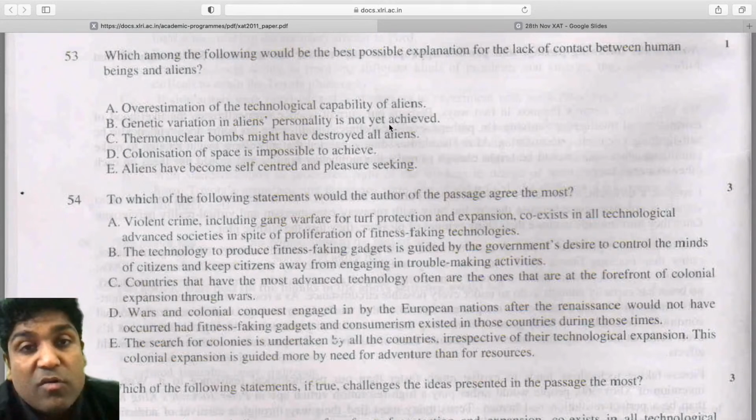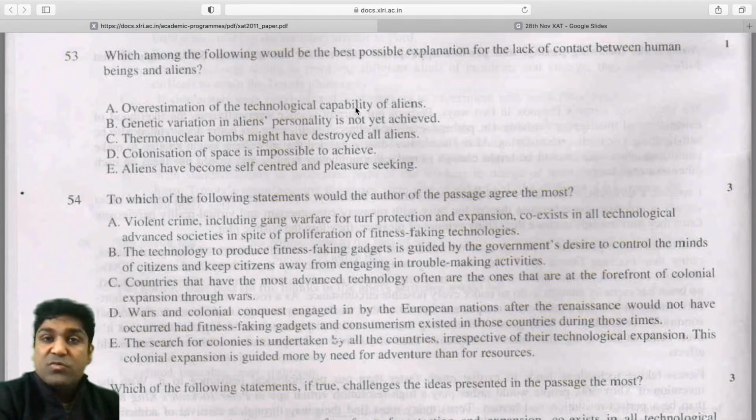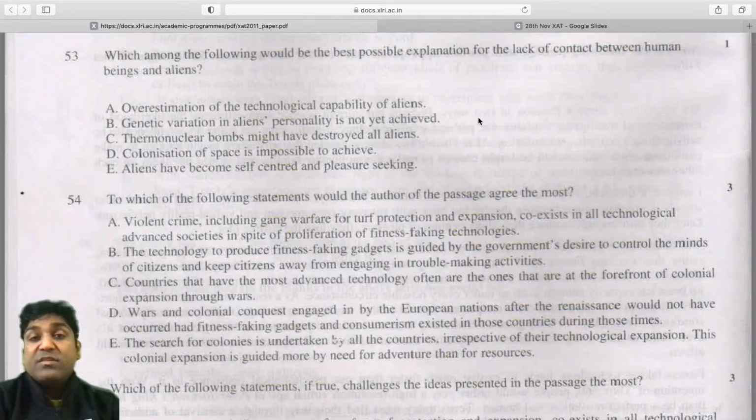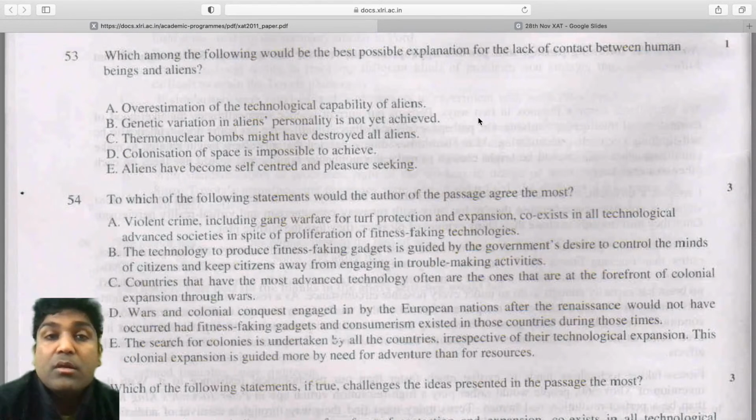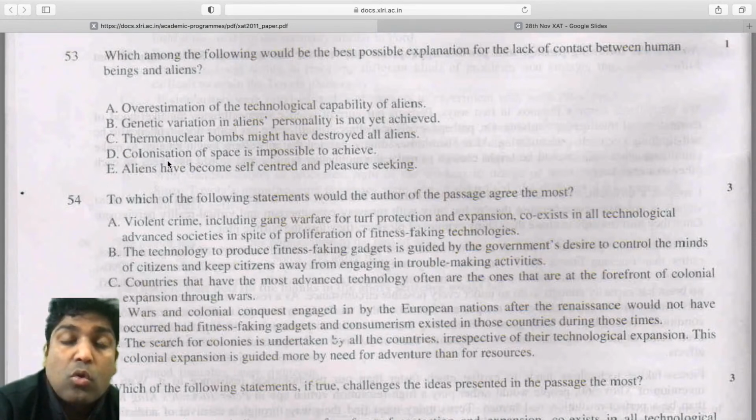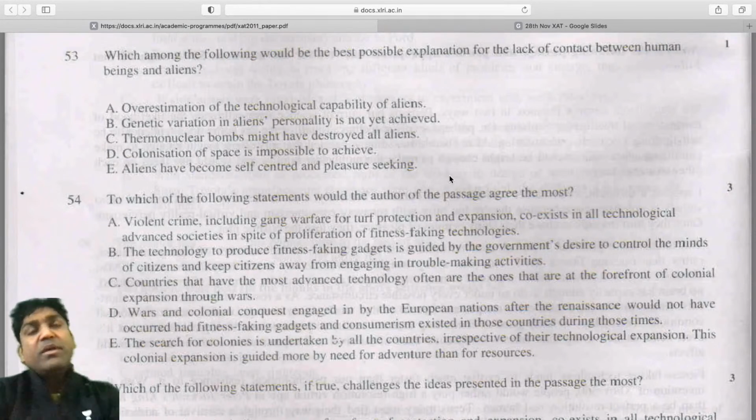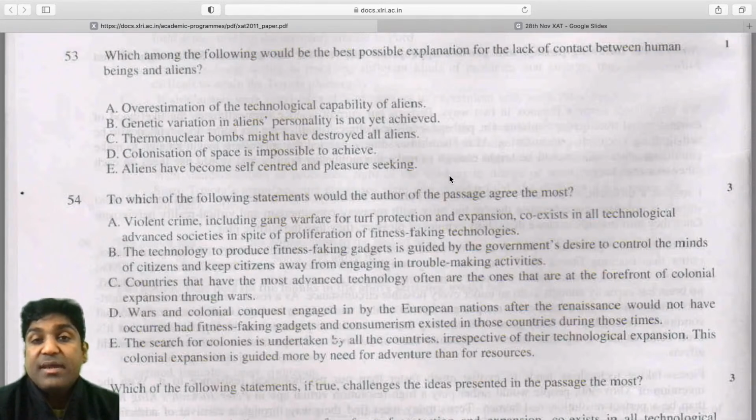A, overestimation of technological capability of aliens, this was mentioned, but this was not the most important point. B, genetic variation in aliens' personality is yet not achieved. This was never mentioned. C, thermonuclear bombs might have destroyed all aliens. This was one of the possibilities which was mentioned, but this was not what the author believed. D, colonization of space is impossible to achieve. This was never mentioned. E, aliens have become self-centered and pleasure-seeking. This was mentioned that even aliens have become self-centered, and they are also playing Xbox, and they are also using fitness faking technology. So that is E.